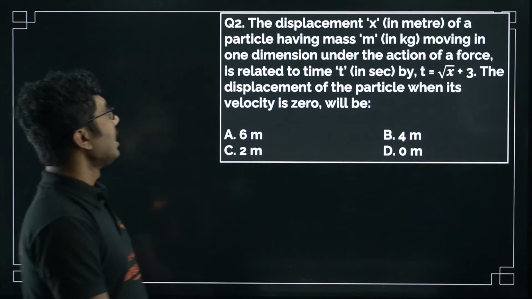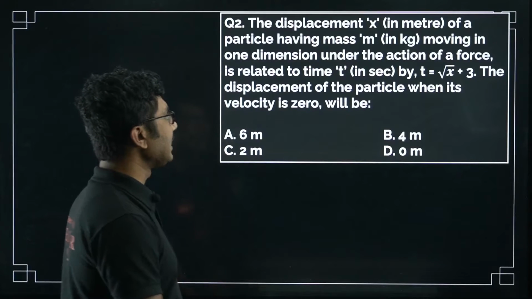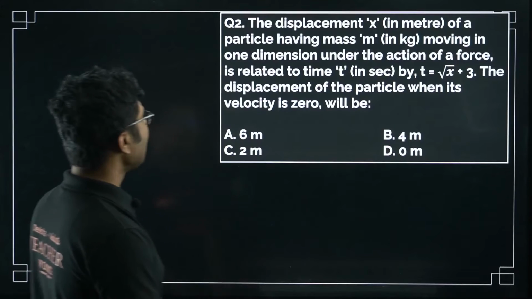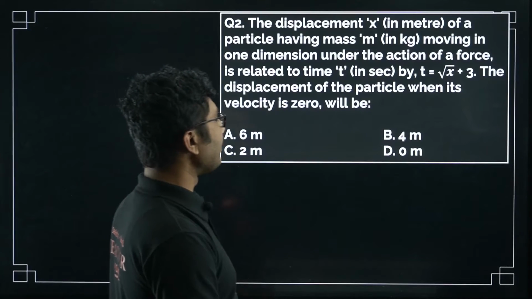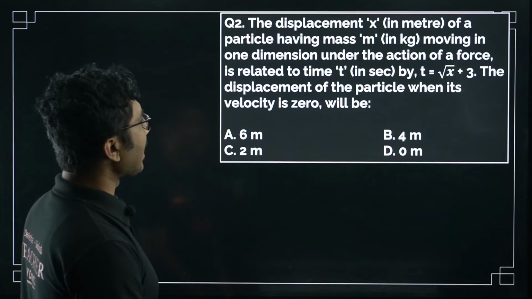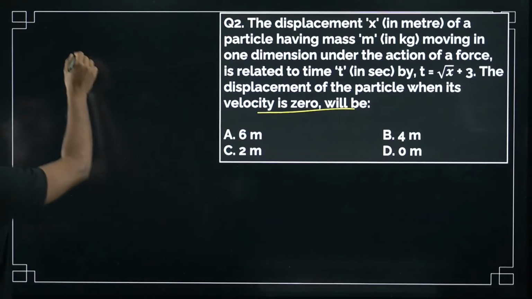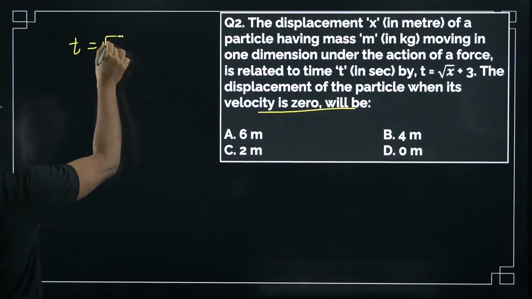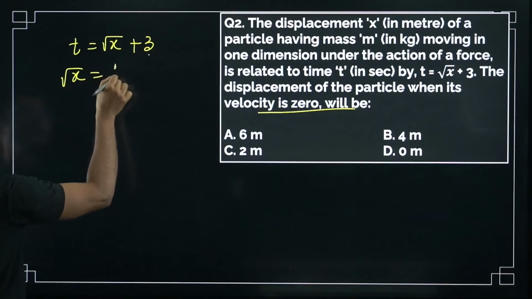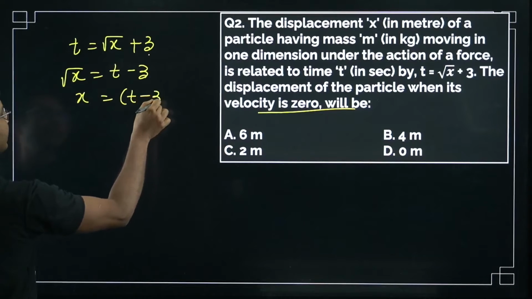Next question. The displacement x in meters of a particle having mass m in kg moving in one dimension under the acceleration of a force is related to time t by t is equal to square root of x plus 3. The displacement of the particle when the velocity is 0. So how to solve this? This is a very common question. So t equals root x plus 3. So root x equals t minus 3. So x equals t minus 3 whole square.